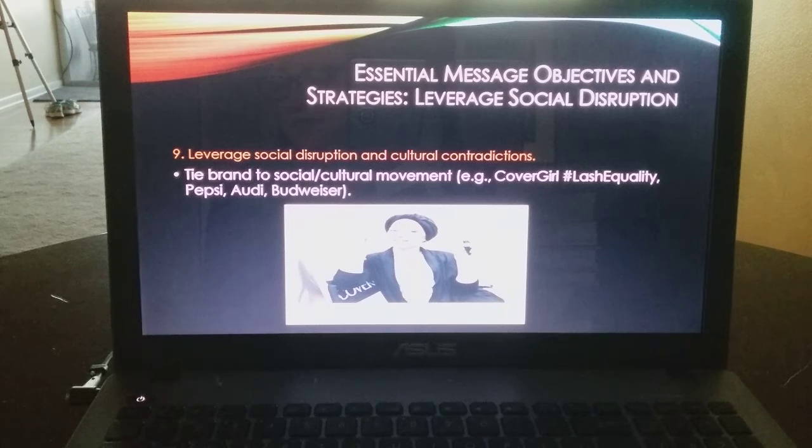Okay, so this idea of social disruption. Here we have an ad for CoverGirl, and it's the idea of addressing social issues, in this case women's equality. It's #LashEquality. So you want to tie a brand to something that is important to you, cancer prevention or equality or social justice or children's rights or women's rights or voting or whatever it may be.